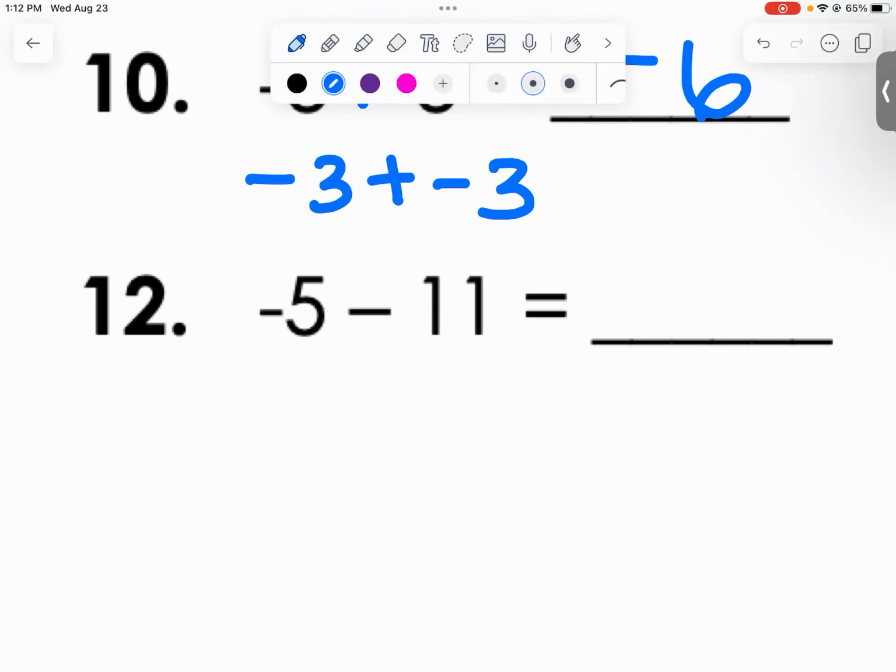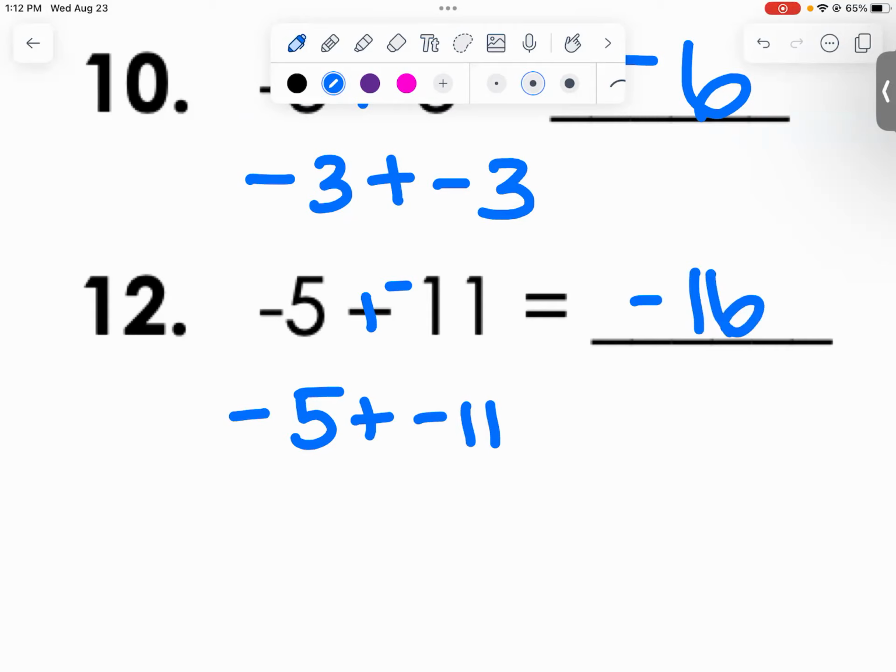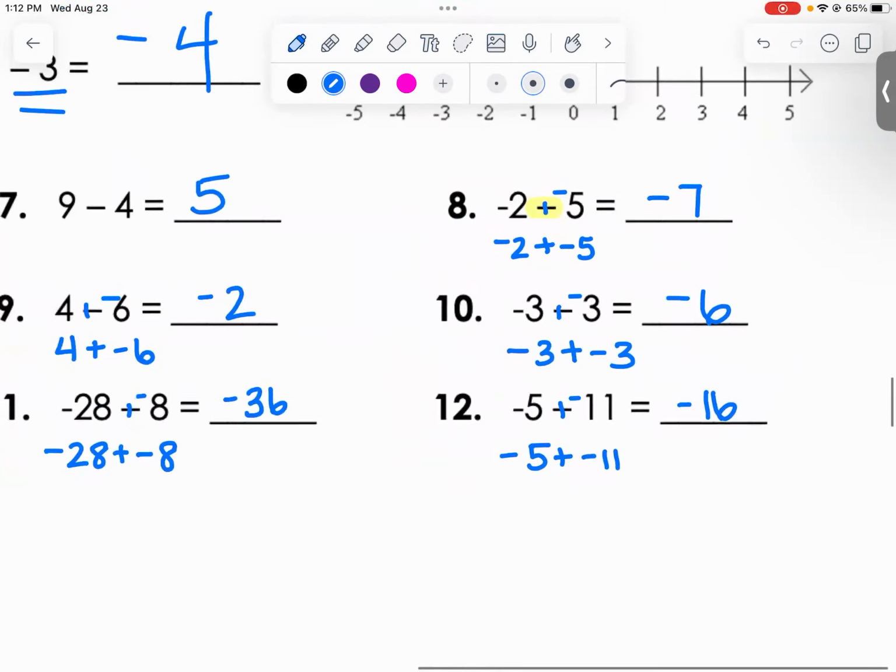Kaylee, how do we rewrite number 12? Yeah, -5 plus -11. We're adding the opposite. Okay. Kaden, what is -5 plus -11? -16. Awesome.